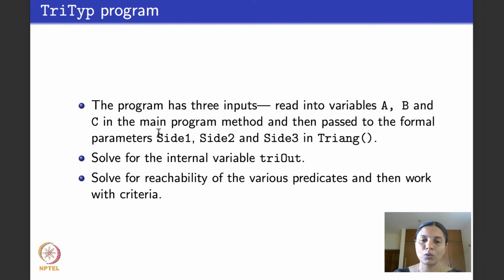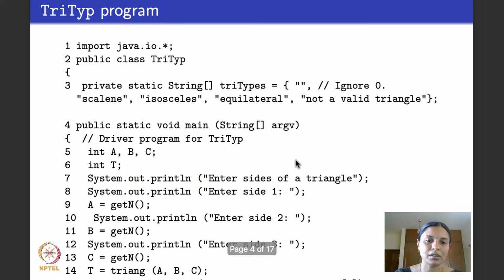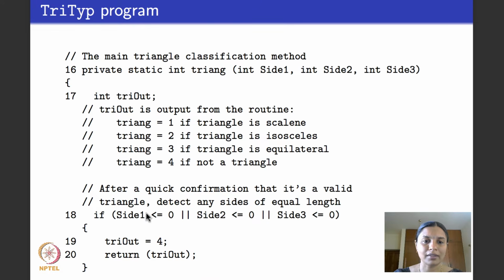So in summary, what does this program have? It has 3 input variables A, B and C in the main program method. The 3 inputs are passed as formal parameters to the triangle method as side 1, side 2, side 3. The triangle method has an internal variable called tryout, which is set to the value to be returned back to the main method. There are so many predicates in this triangle method.